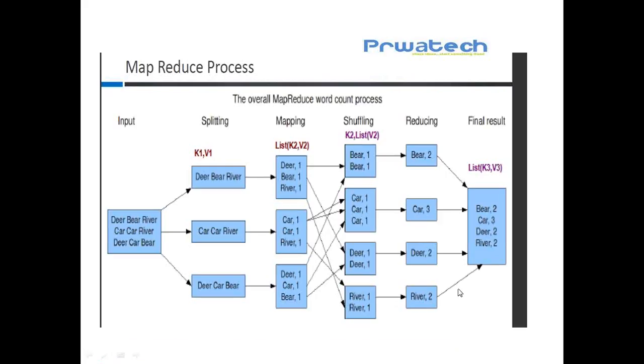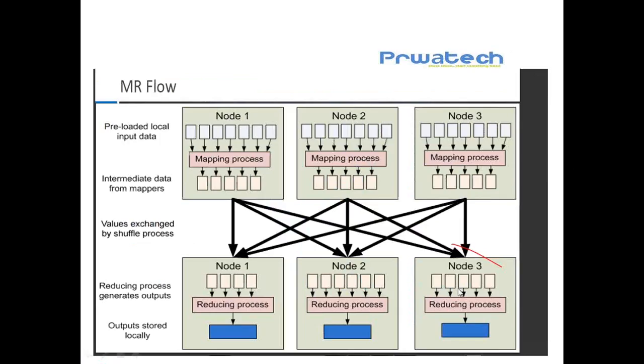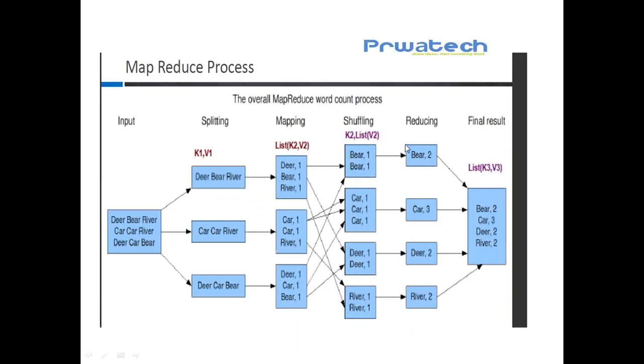Now we'll move to the previous slide. So this is a simple case that we have discussed, right? This is not the universal flow. This is just one case where we discussed the flow and the algorithm for the word count. Actually, you can see the overall MapReduce word count process. So don't take it as the universal flow of MapReduce. It's just one case of the word count.